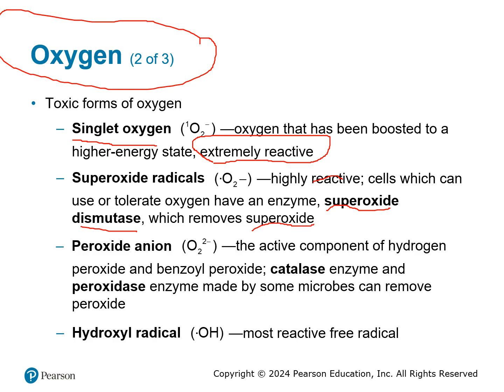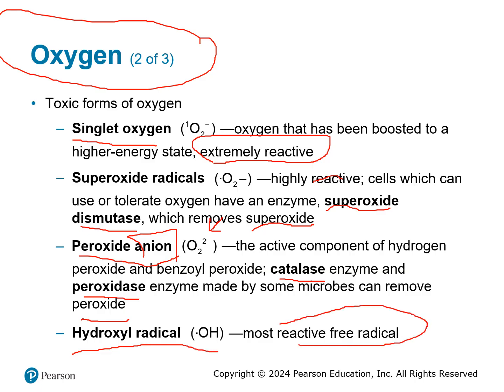All right, then we have the peroxide anion. It's got a negative charge there. We know that anions have a negative charge. It is the active component of hydrogen peroxide and benzoyl peroxide. The catalase enzyme, and here's one more enzyme, peroxidase enzyme, can remove that peroxide. Then we have the hydroxyl radical. The OH is the most reactive free radical.